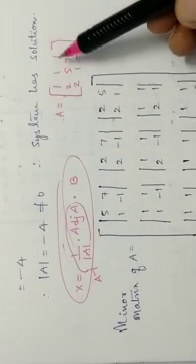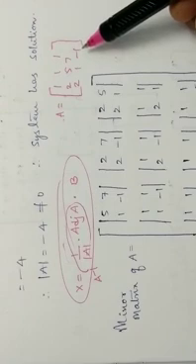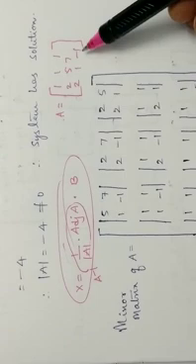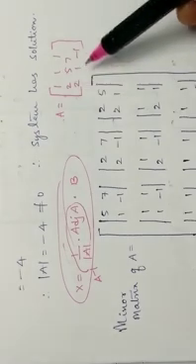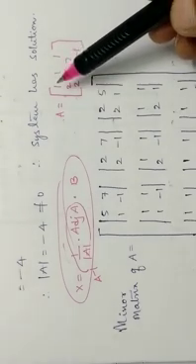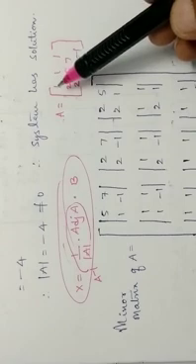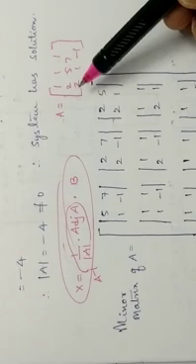Likewise, for each and every element, you have to find the minor. And you know how to find the minor. In our previous videos, we have learned how to find the minor of each and every element. With that, use the same concept to find the minor of each and every element in the matrix A.